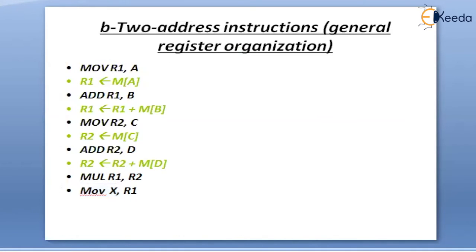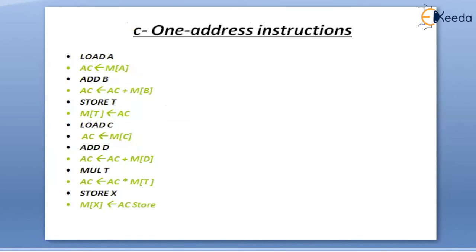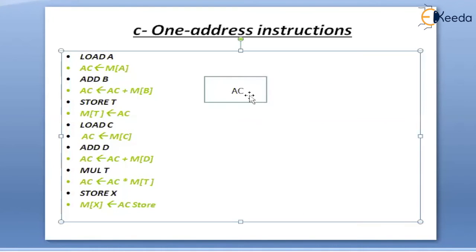Let us go to single accumulator organization which supports one address instructions. That is, one instruction can accommodate a maximum of only one operand. Now what is the second operand? Second operand, as I told you, is always the accumulator. Here I do have the accumulator.